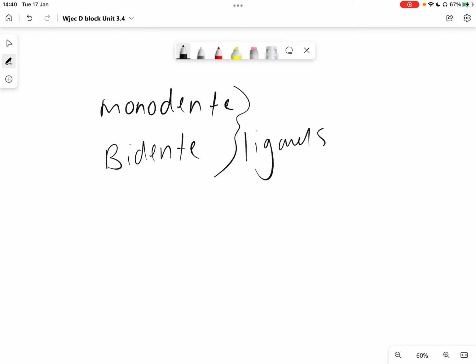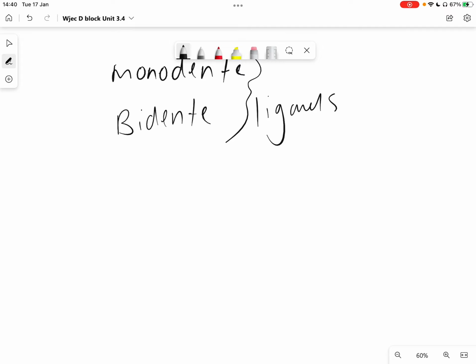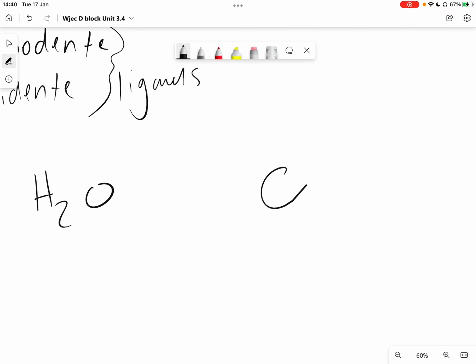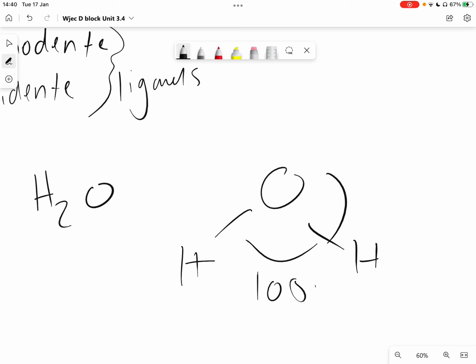So an example of a monodentate ligand is water. So if I draw out water like so, we have this bent shape of a 104.5 degree bond angle, and we have two lone pairs on the oxygen. So that is an example of a monodentate. There's only one atom which can coordinately bond onto the central metal ion.